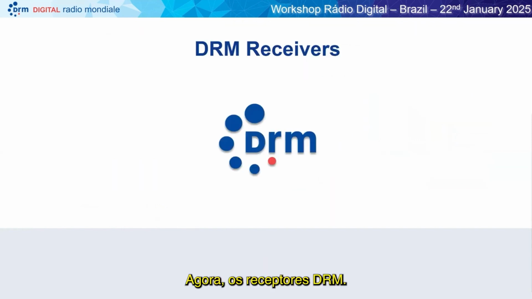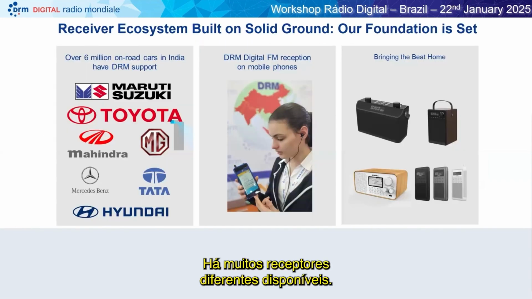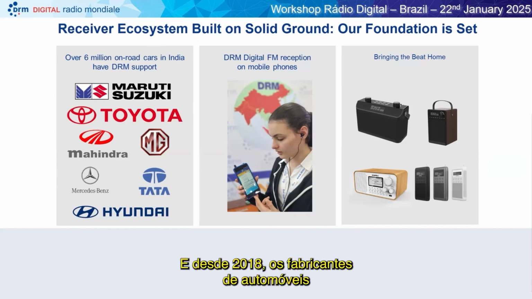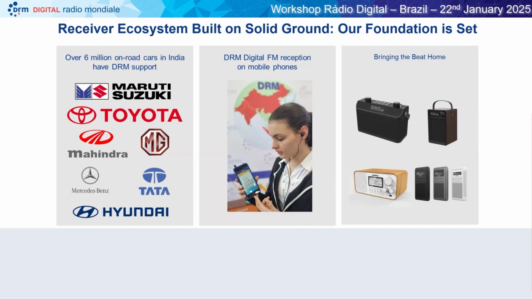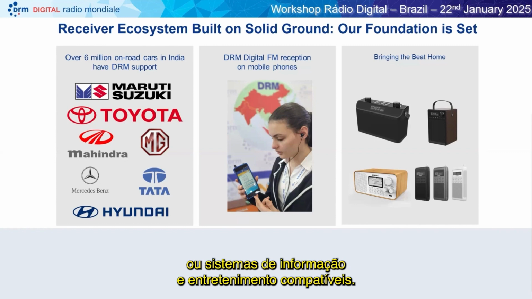Okay, I'm coming now to DRM receivers. There are a lot of different receivers available. As you know, India, of course, has implemented DRM for some years now. And since 2018, I think, car manufacturers have started to equip cars with DRM receivers. These days, we have more than 6 million cars on the road of different brands that include DRM receivers or infotainment systems that are DRM capable.